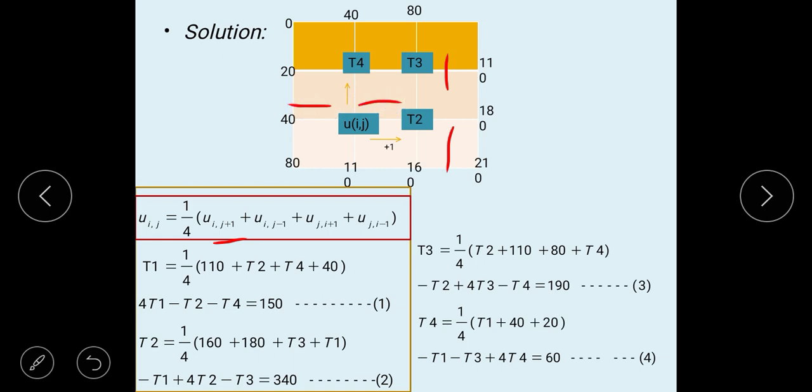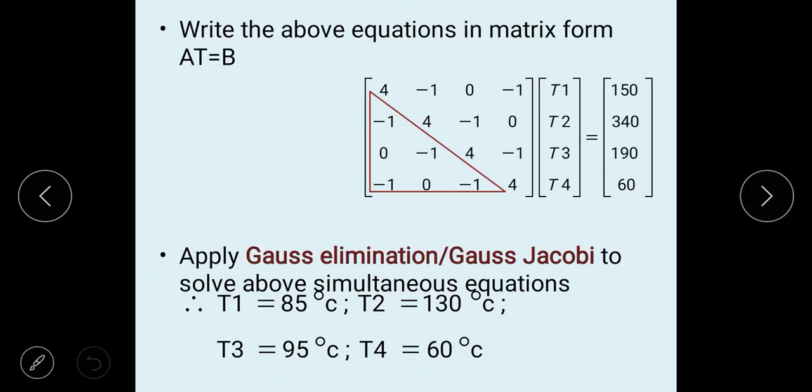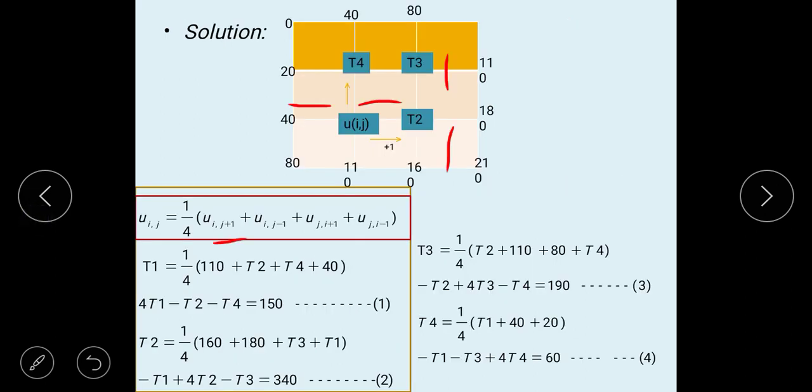Then we can take all these 4 equations and convert them into matrix form, because these 4 equations are a type of simultaneous equations. We will get this type of matrix with 4T1, 4T2, 4T3 and 4T4. So all diagonal terms are 4.